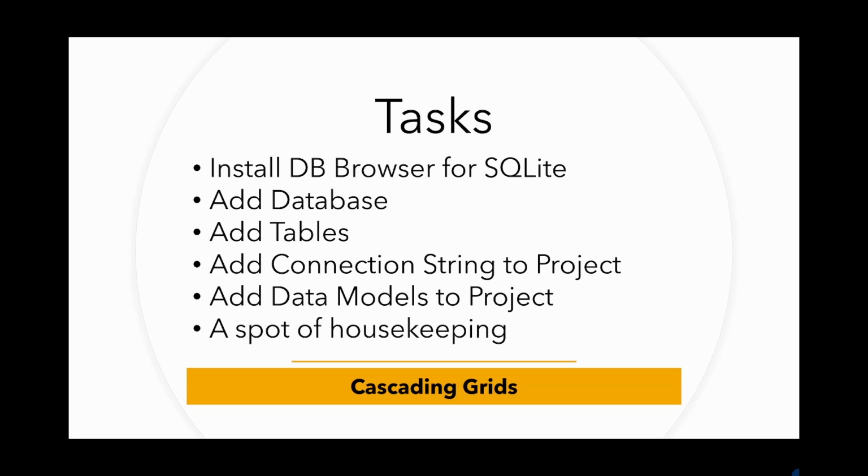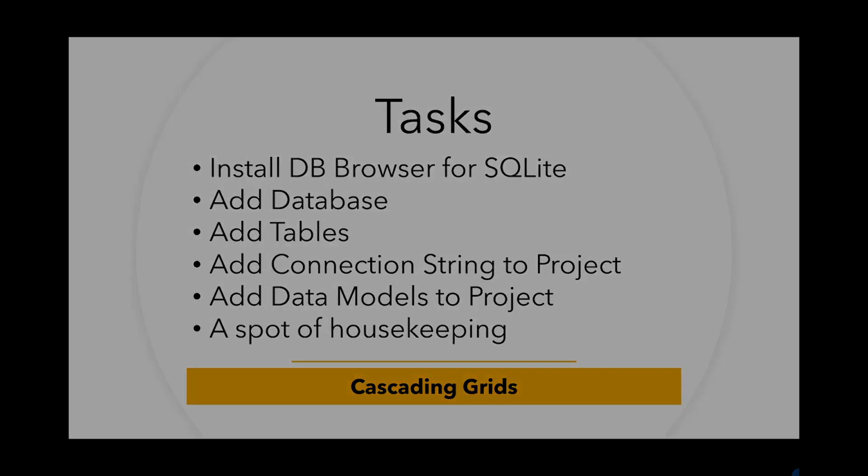Having done that, we'll return to the C# project and add the connection string to link the database to the project, and then add data models for the project. Lastly, we'll carry out a spot of housekeeping to get rid of some redundant code that comes with the predefined template for a Blazor server application. So let's get started and install the DB Browser for SQLite.